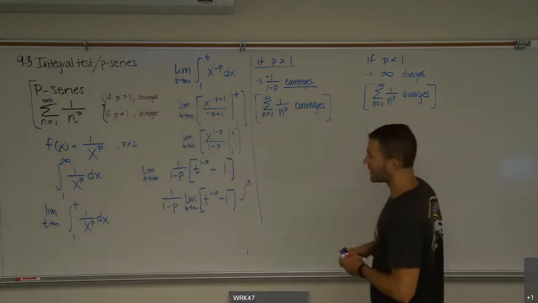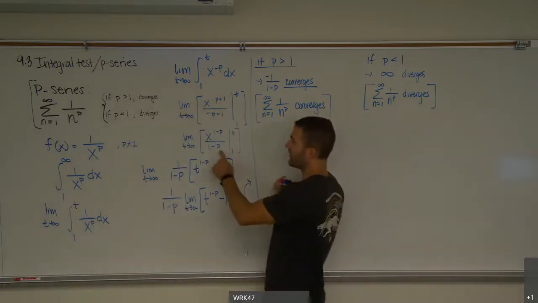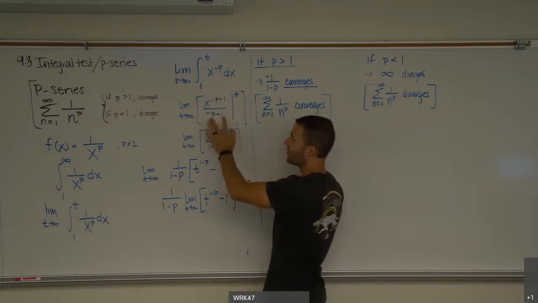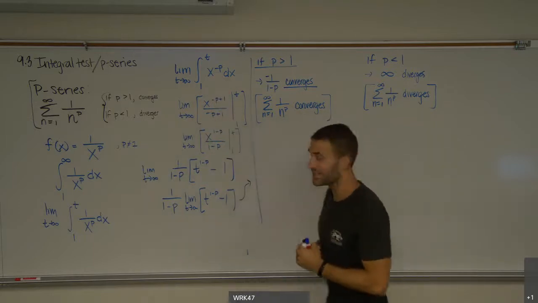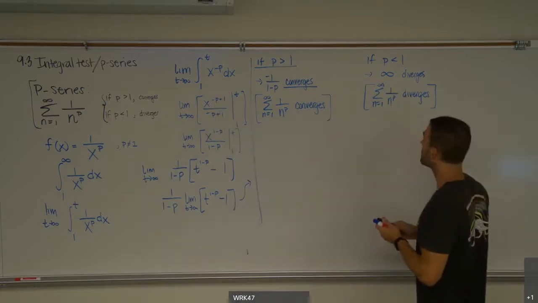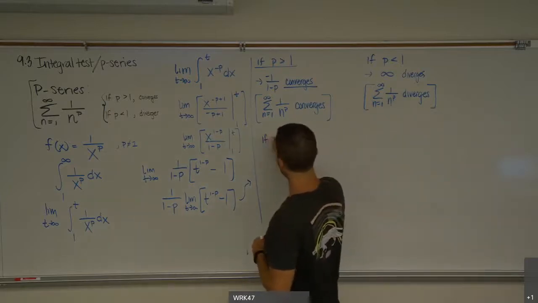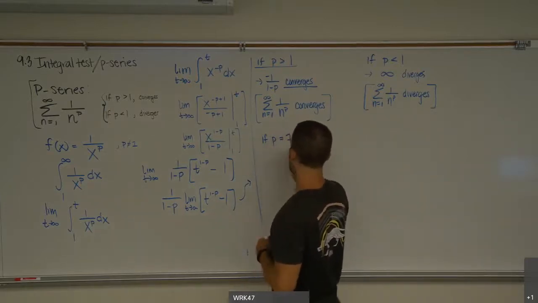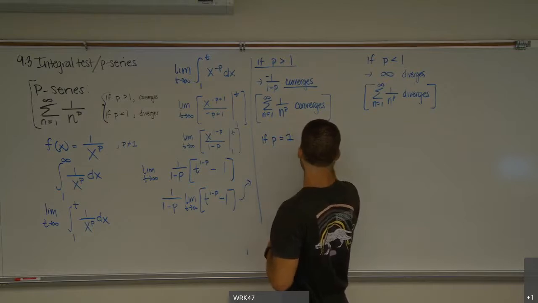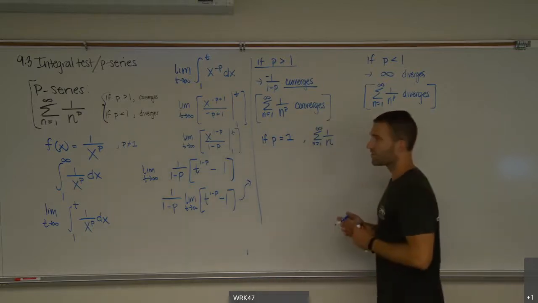Why do we have to think about that separately? Because, of course, if p is 1, we have an issue. We can't use the power rule here. Power rule breaks down. We would get 0 in the denominator if p was 1. And so if p equals 1, we have to think about that case separately. That's going to be the series 1 over n. P is 1, so 1 over n to the 1.